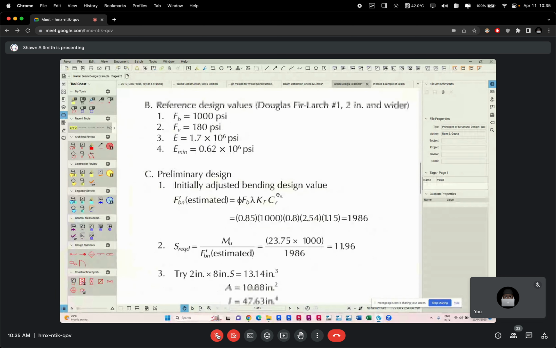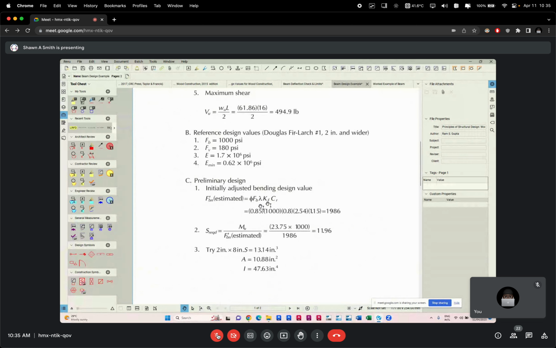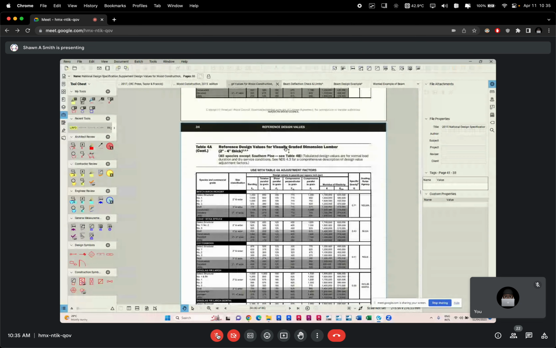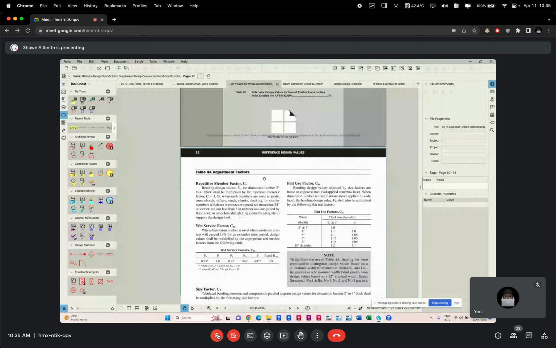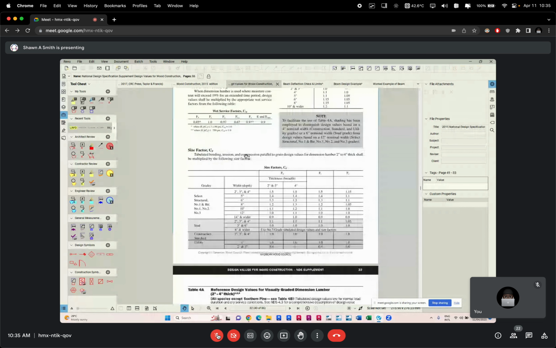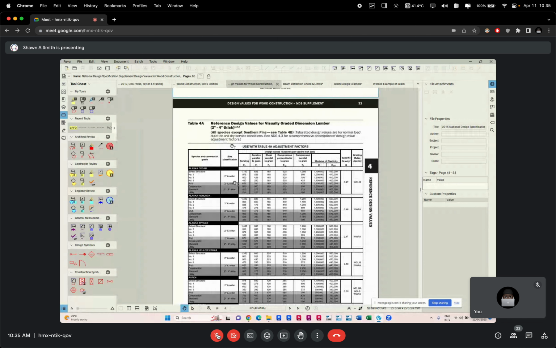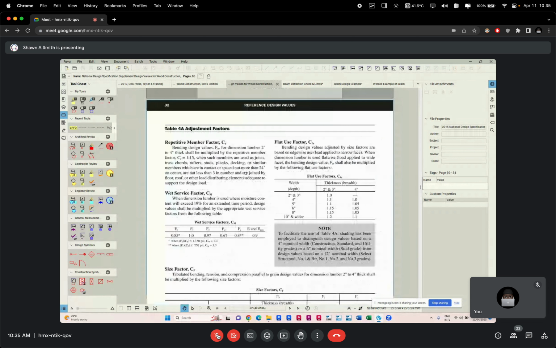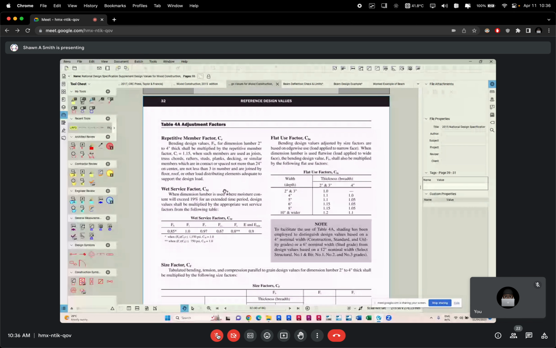All right. Now let's look back at what KF, lambda, and phi values are for the given scenario. It takes us back to this page. Before each table with the reference values comes the relevant factors. Right? CR is repetitive member factor. Why? It's repetitive because the elements are spaced less than 2 feet apart.